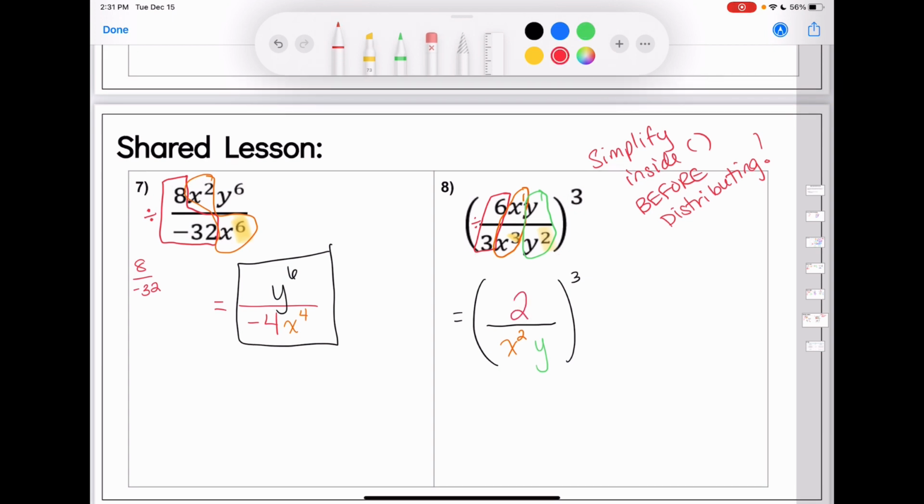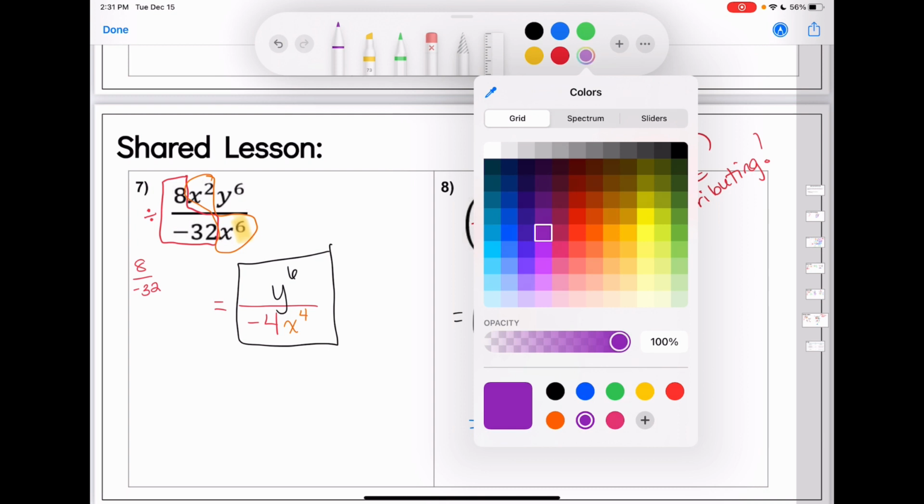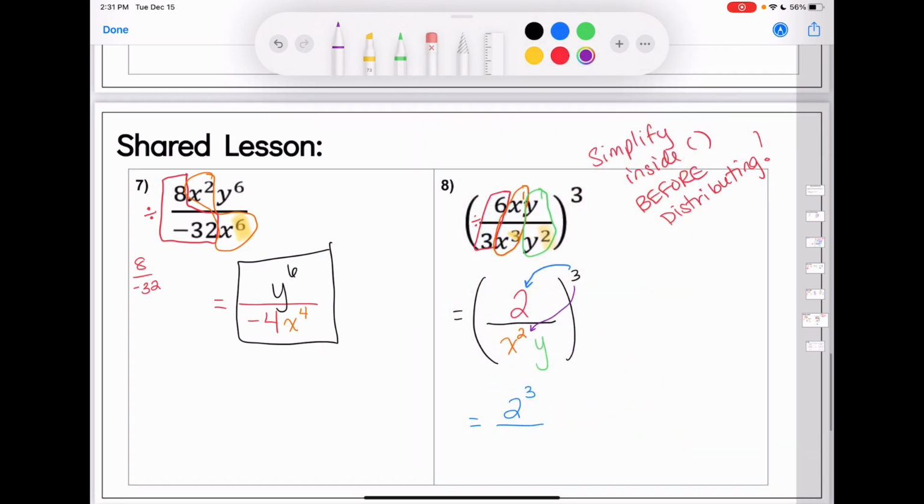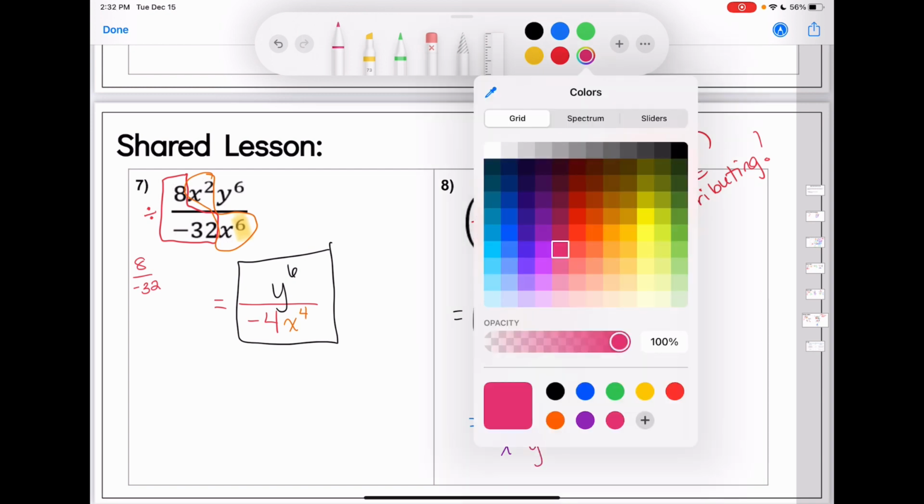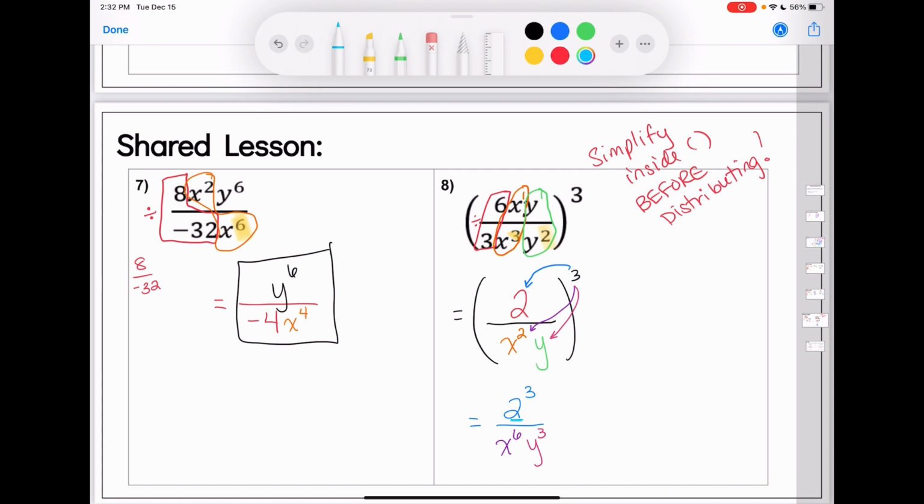Okay, so after simplifying, I have 2 over x squared y. That's way easier to distribute. I won't goof that up for sure. So now I'm going to start distributing my exponent to all the bases inside. So this becomes 2 to the third on the top. Distribute to my base of x on the bottom. There was already an exponent there, so I multiply and I get x to the sixth. And then distribute to my base of y on the bottom as well, and it becomes y to the third. Final step here is I see I have a numerical base. 2 to the third becomes 8 over x to the sixth, y to the third.